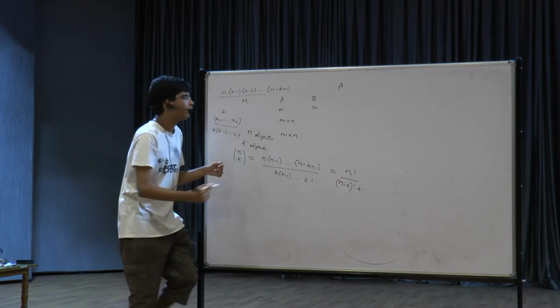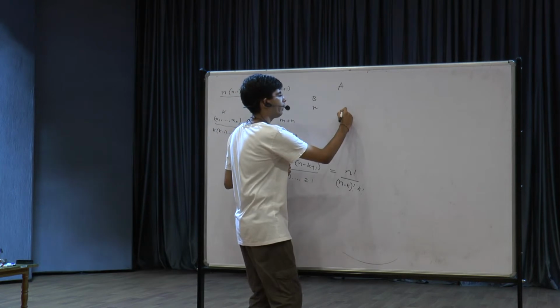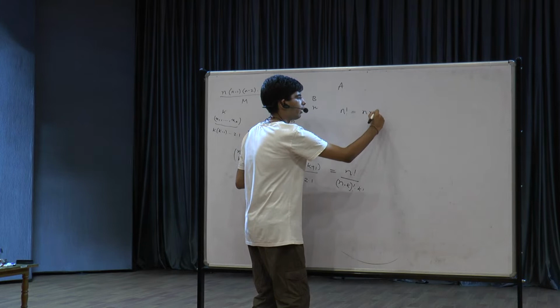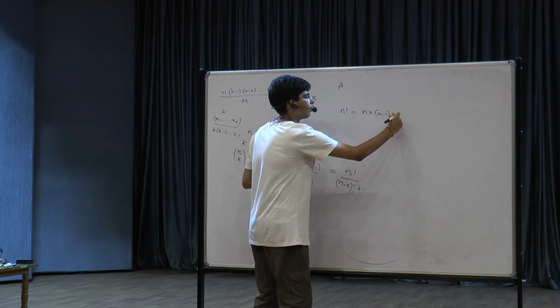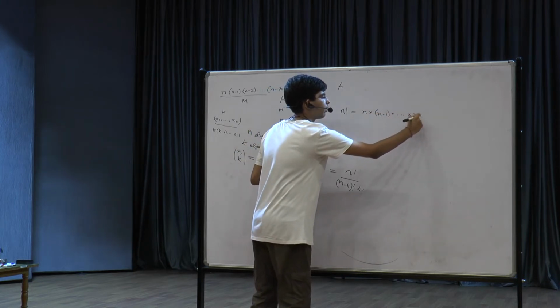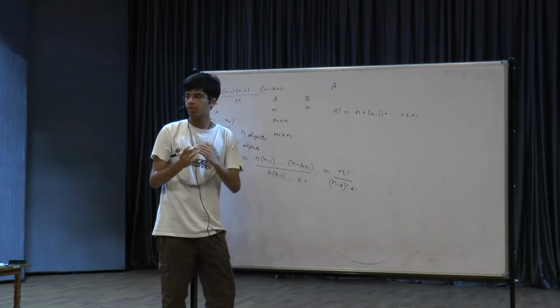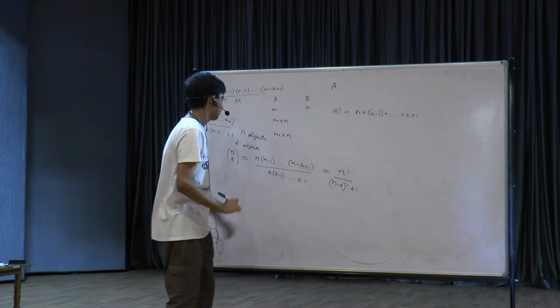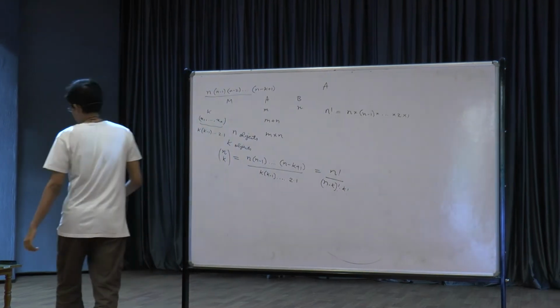Oh, also let's just clarify. By n factorial, we mean n times n minus 1 times so on till 2 and 1. So the product of all natural numbers up to n. So I guess it's clear. Okay, let's move on.